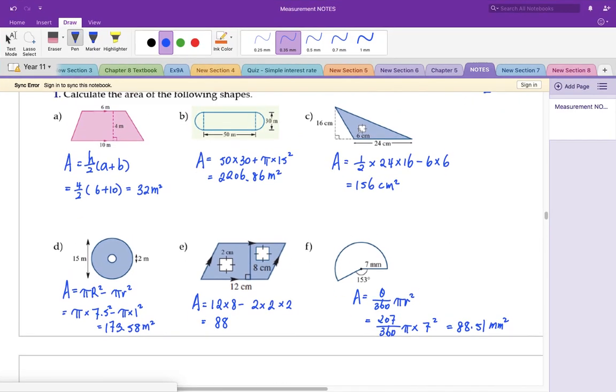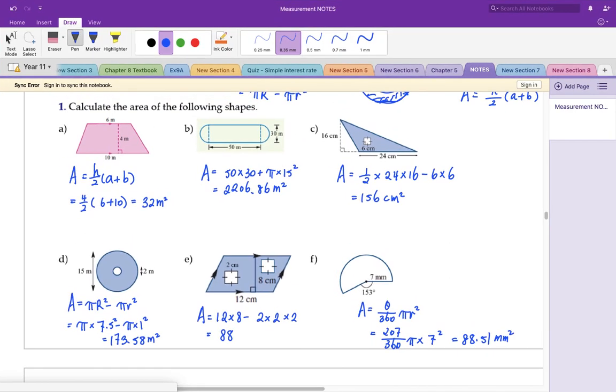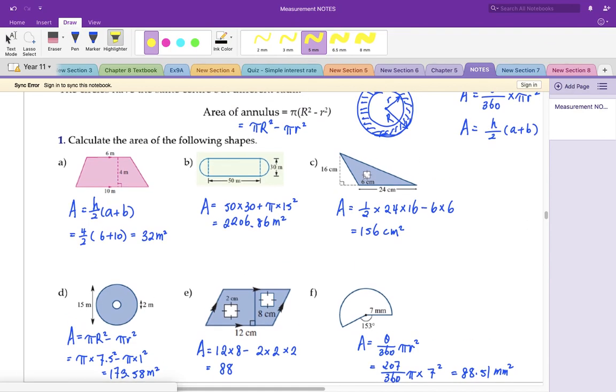Now these are my answers. Let me just quickly go through them one by one. First one is a trapezium, right? So for trapezium, you use this formula, half times height times a plus b. So now I identified that the two bases are 6 and 10 because they're parallel. And the height is 4, right? So you put these things into the formula, you get 32.